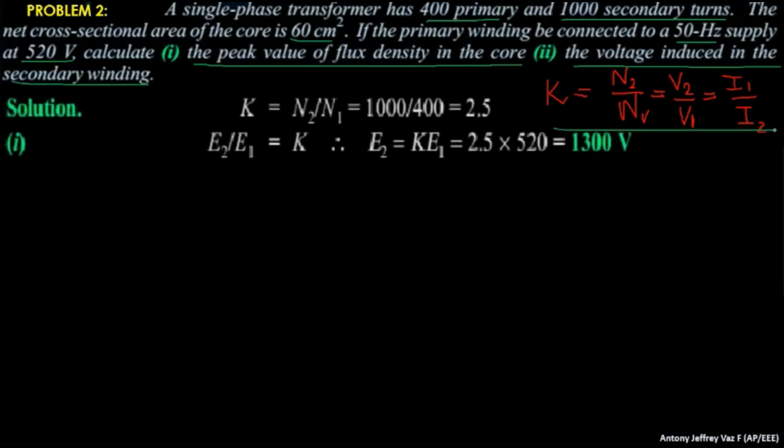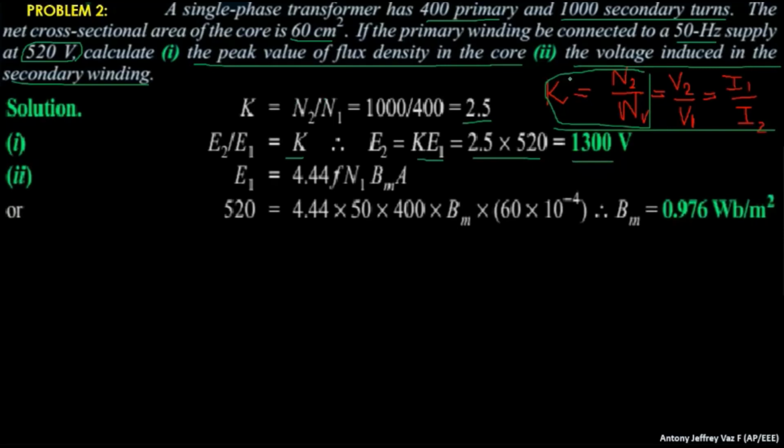You can find the K value using N2 divided by N1. If you use this, the K value is 2.5. So E2 divided by E1 is equal to K, so E2 is equal to K into E1. You will get 2.5 into 520, where 520 volt is the given voltage. So you will get 1300 volt as the secondary voltage.